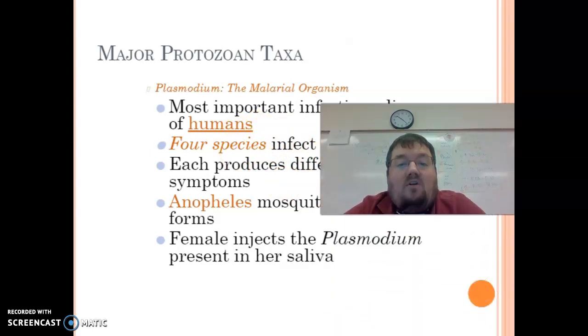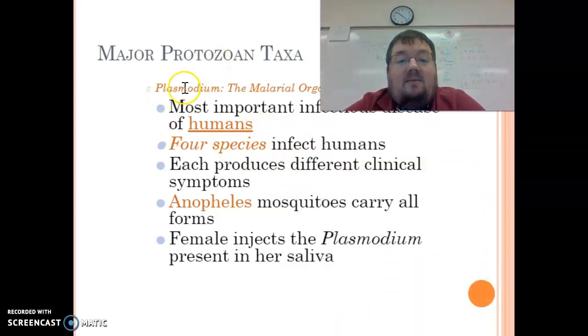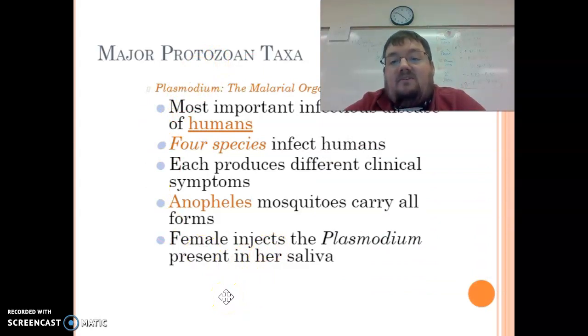And the way that it works is that Plasmodium can be present in the female mosquito's saliva. So if a female mosquito that's carrying Plasmodium, for lack of a better term, bites you or injects you, Plasmodium could be carried in her saliva and she can inject you with Plasmodium, and that's how you can get malaria.